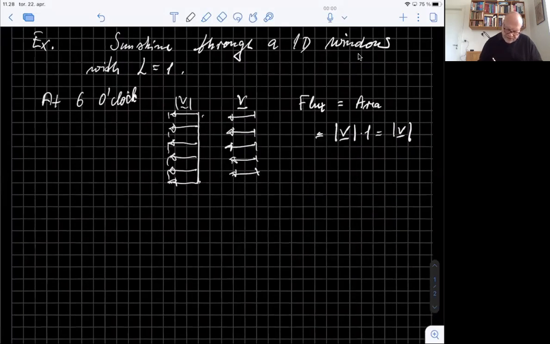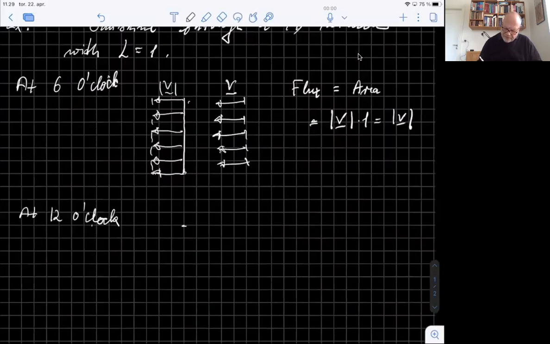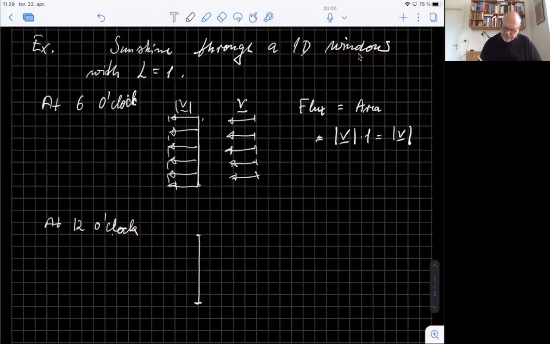Let's look at the situation at 12 o'clock. Then you have again this window here. But now the solar field is in this direction. And you see there's no flow through the window when the solar field is in this direction, so the flux is equal to 0.